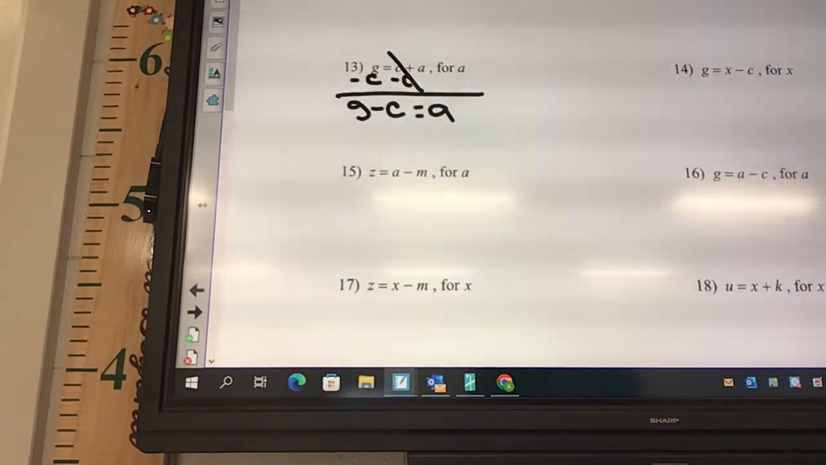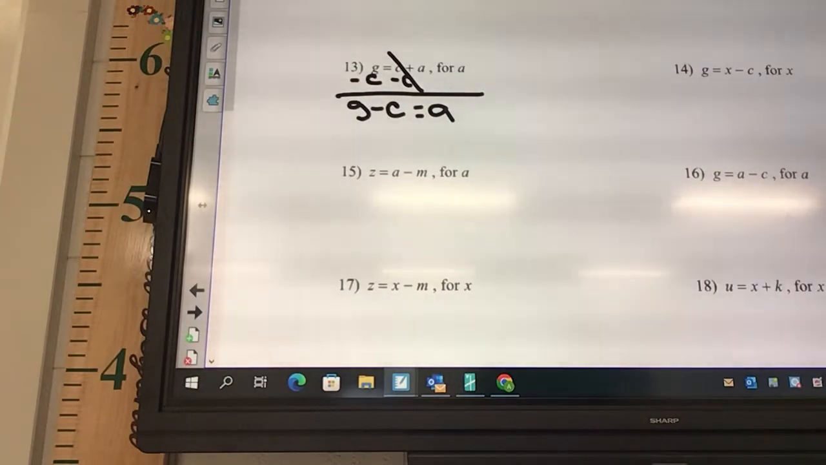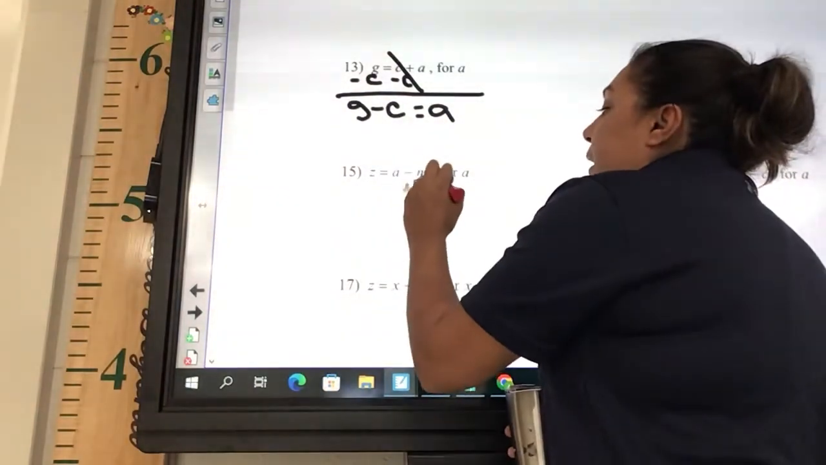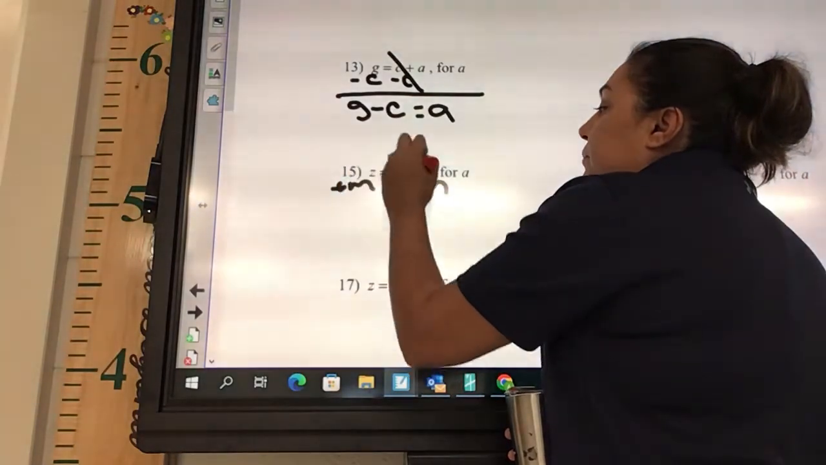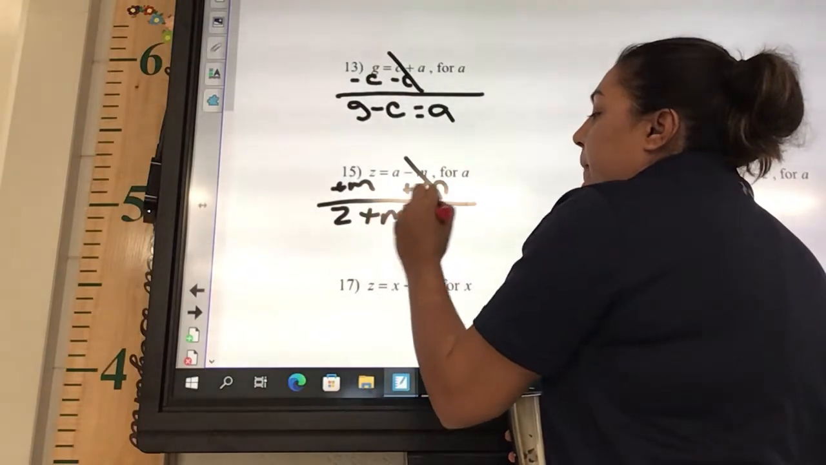Okay, z equals a minus m. Solve for a. Okay, so we're going to say add m, add m. So on this side, I got z plus m equals a.